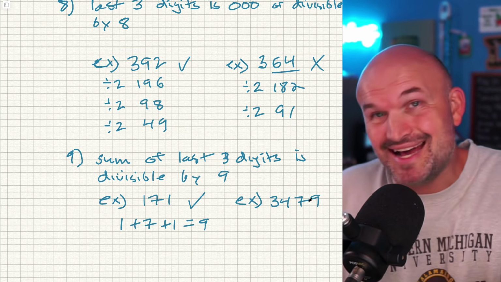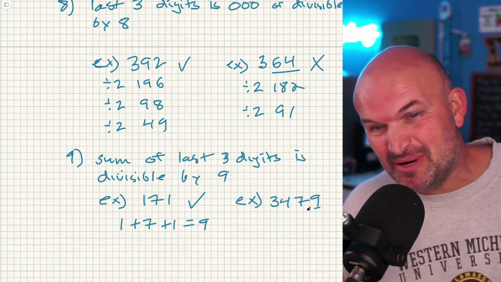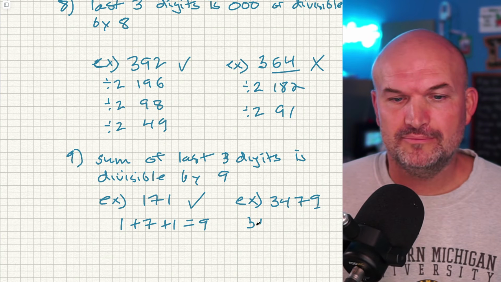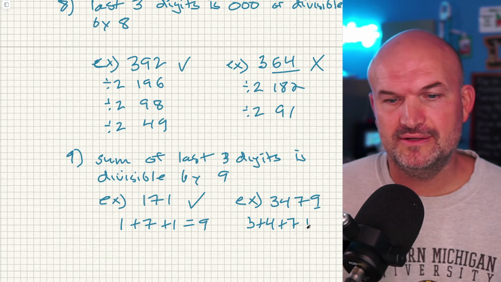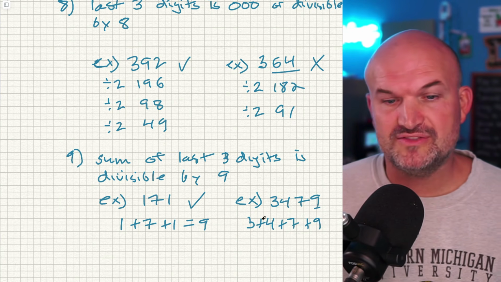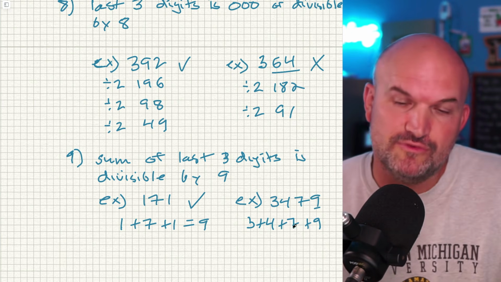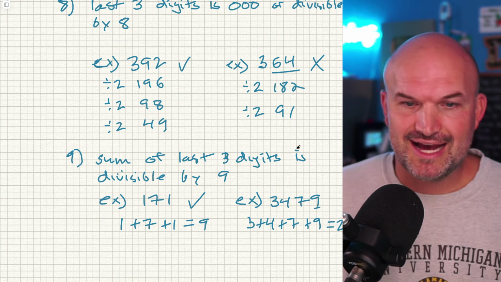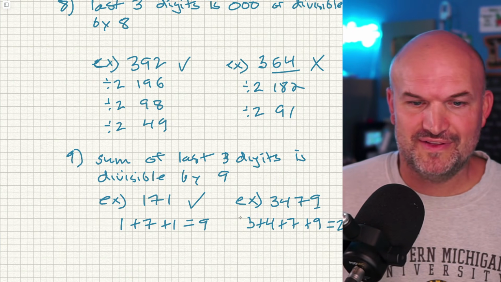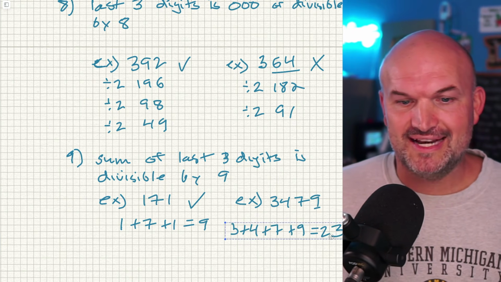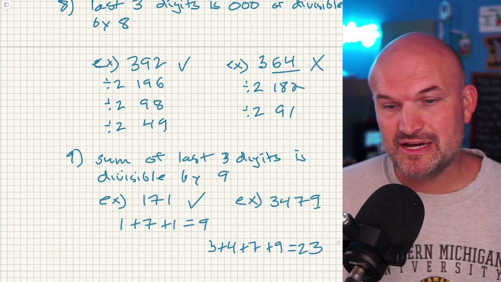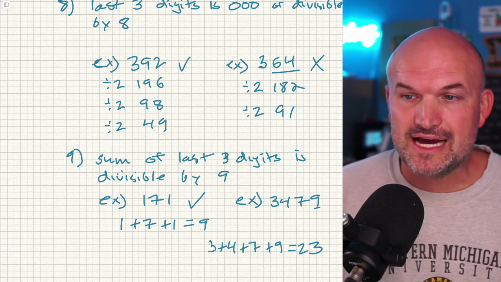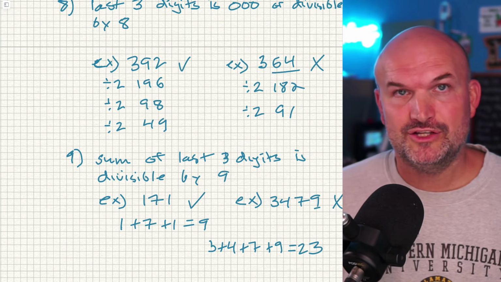What about this one? What if I had 3,479? That last digit is 9. A lot of students will look at that and say it probably looks good, right? But let's follow the rules. 3 plus 4 plus 7 plus 9. So 3 plus 4 is 7. 7 plus 4 is 14. And 14 plus 9 is equal to 23. I knew I was going to run out of space, so let me move that over. Sorry about that. So that is equal to 23. And ladies and gentlemen, we know 23 is not divisible by 9. So therefore, that's how we can determine that it's not good to go.